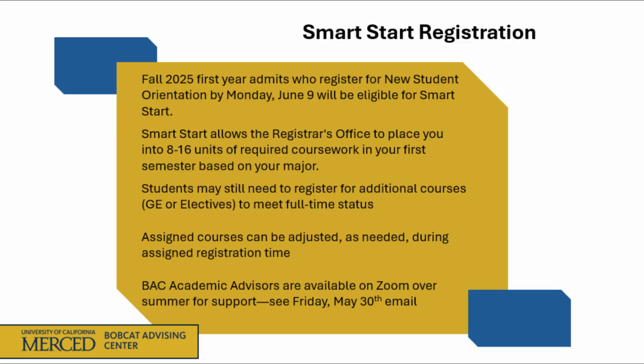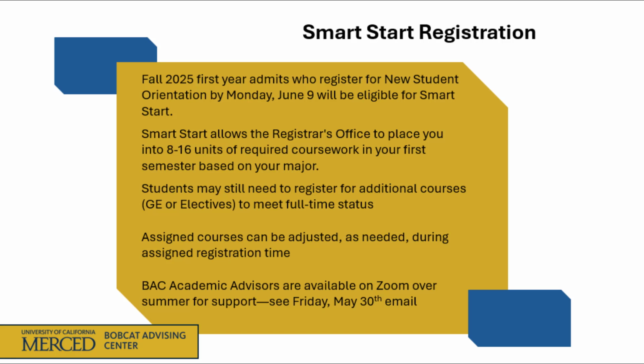Next up, we do have information about Smart Start registration. For any student who has registered for the new student orientation by the deadline of June 9th, you will automatically be eligible for the Smart Start registration. Smart Start allows the Office of the Registrar to place you into 8 to 16 units based off of your major. You will still be required to take additional steps to ensure that you're meeting that 12-unit minimum to be a full-time student. So that means that you may have to register for some GEs or elective courses. Know that all of the classes that you are put into through the Smart Start registration can be adjusted, but we do encourage that you meet with your BAC Academic Advisor before you make any of those changes.